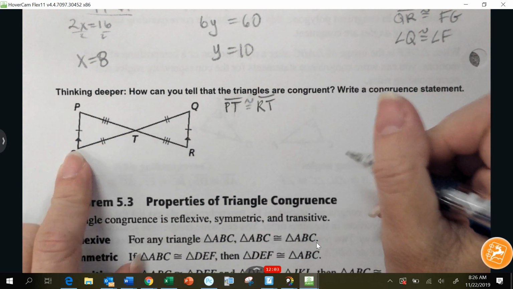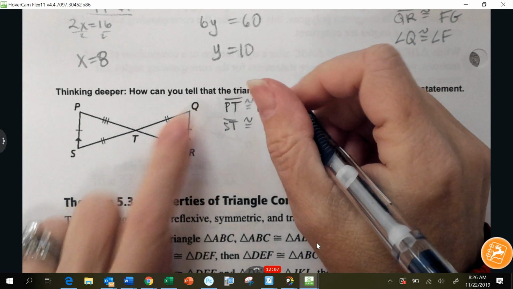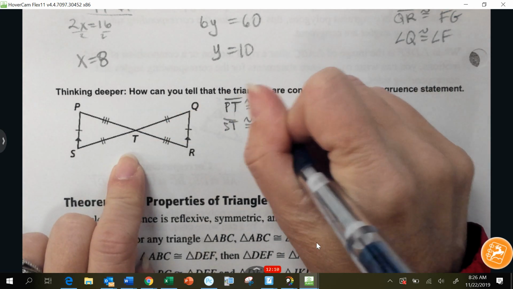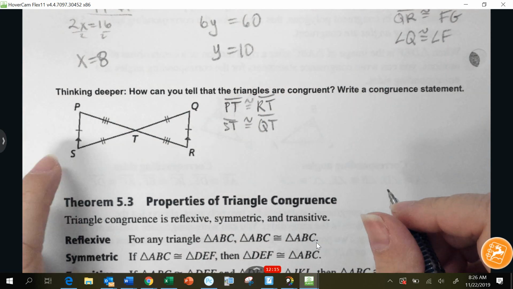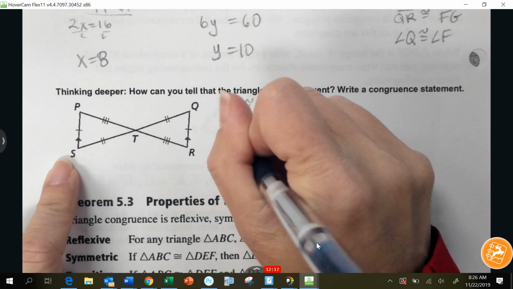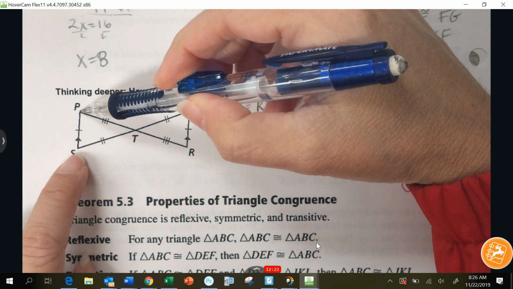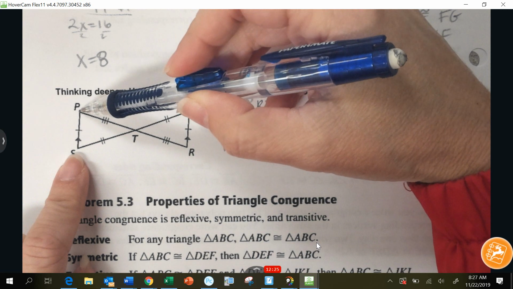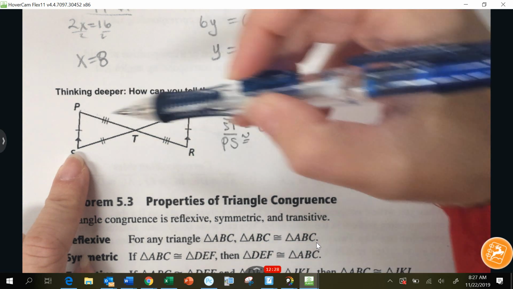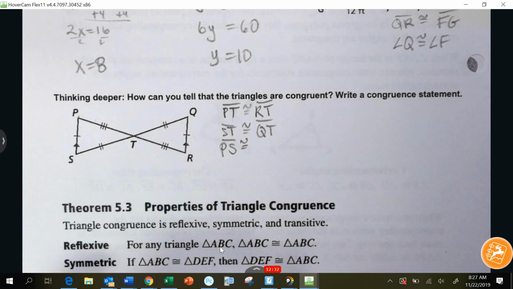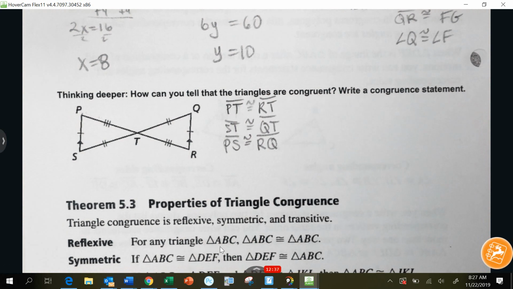We've got ST congruent to QT. And then we've got PS. Now I have to think here. P to S is starting. P is the one that's in between the 1 and the 3 marks. So then I'm going to have to go between the 1 and the 3 marks, which is R to Q.